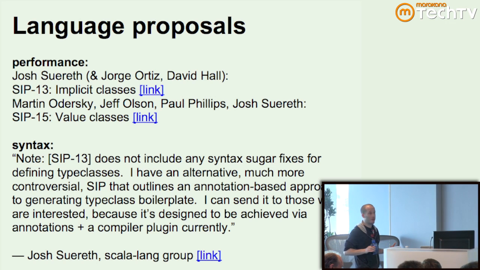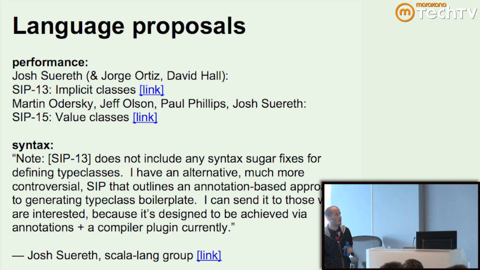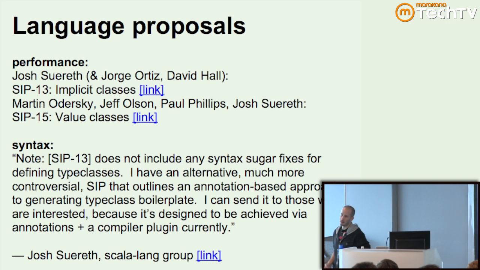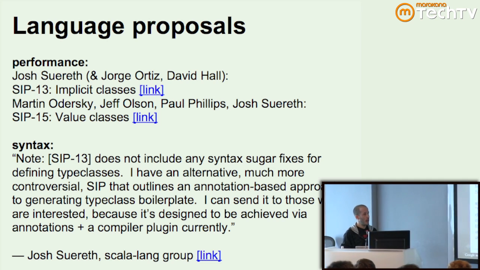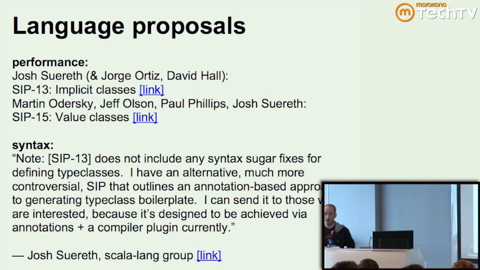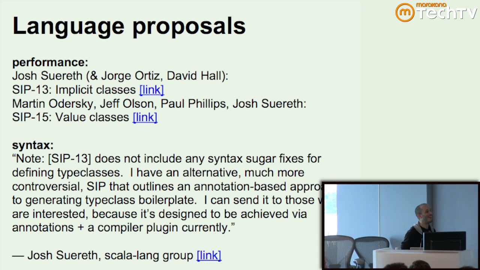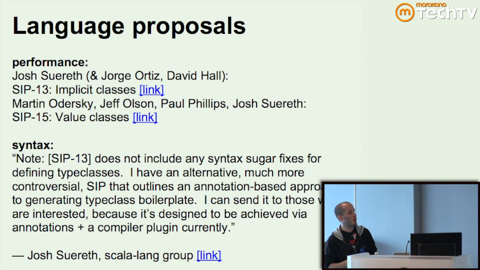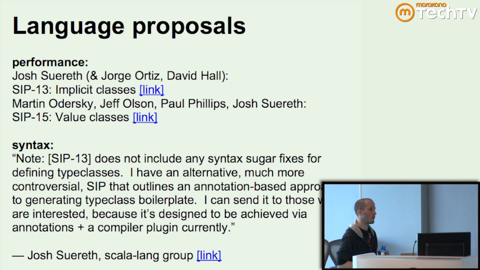There are some proposals out there for helping either with the performance or with the syntax or with both. The implicit classes and value classes proposals would both cut down on the penalty of extra objects being created. And Josh also has another proposal, which is less on the fast track. You have to write him to ask for it. But he has a proposal for reducing the amount of syntactic noise that using this pattern requires.